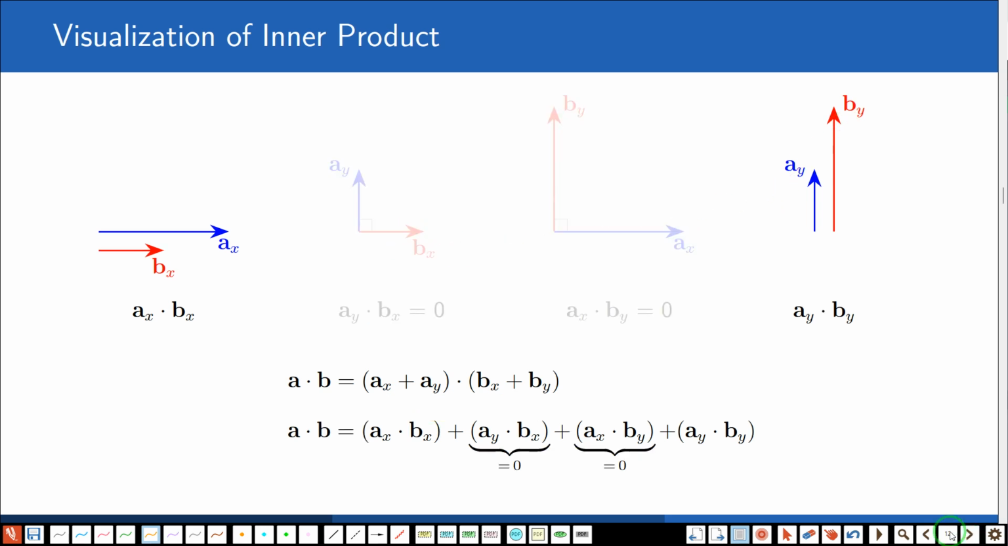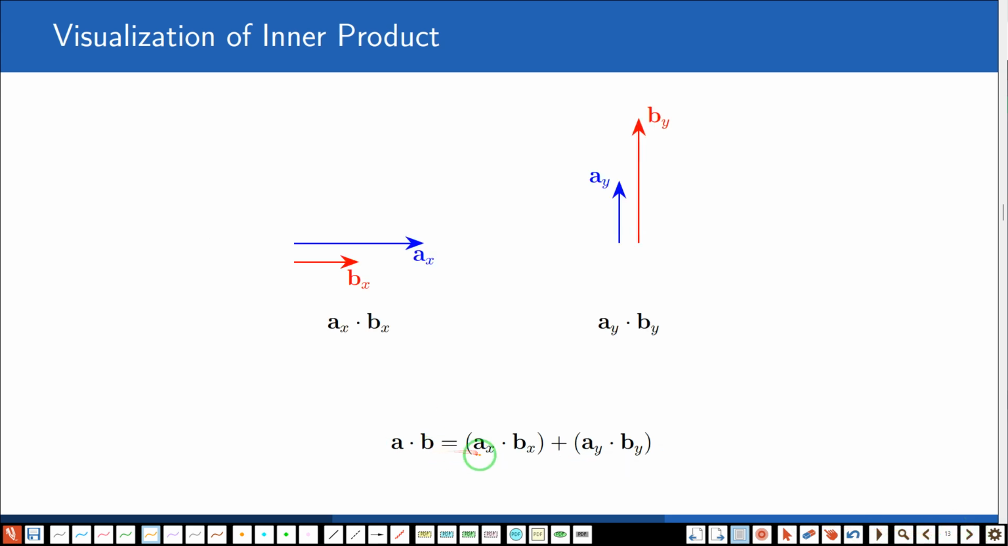But we know that these are perpendicular and they don't have any projection on each other, so these are just simple zeros, and we can ignore these terms. What we have is just the product of two horizontal components, ax and bx, and two vertical components, ay and by. If we use these, then we get the same formula we had. We multiply the two x components and then add the multiplication of the two y components to get it.